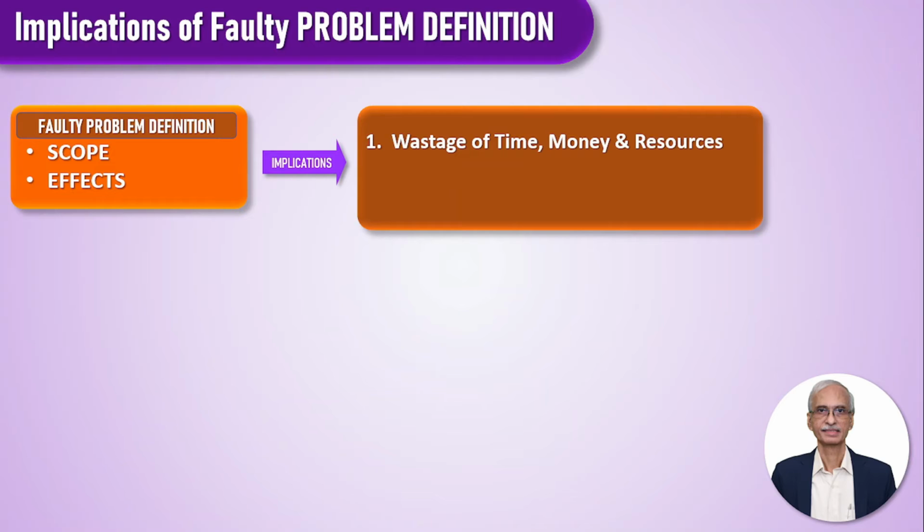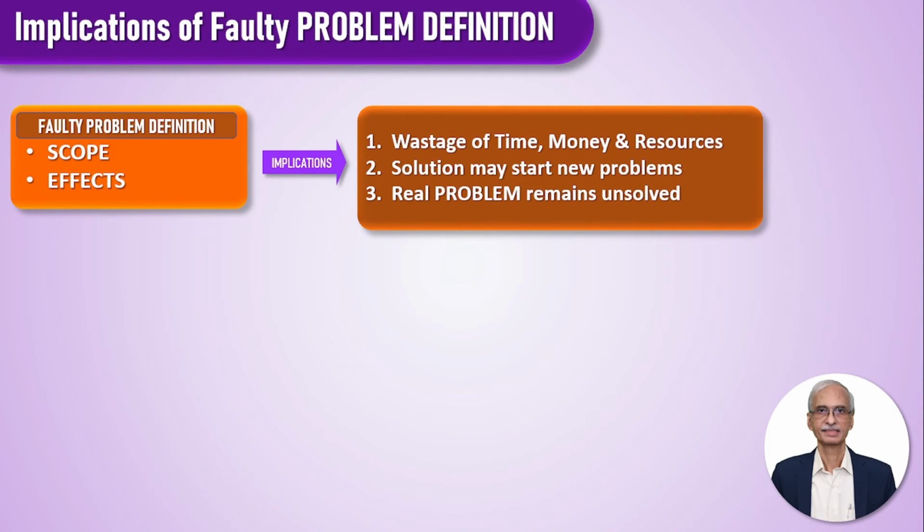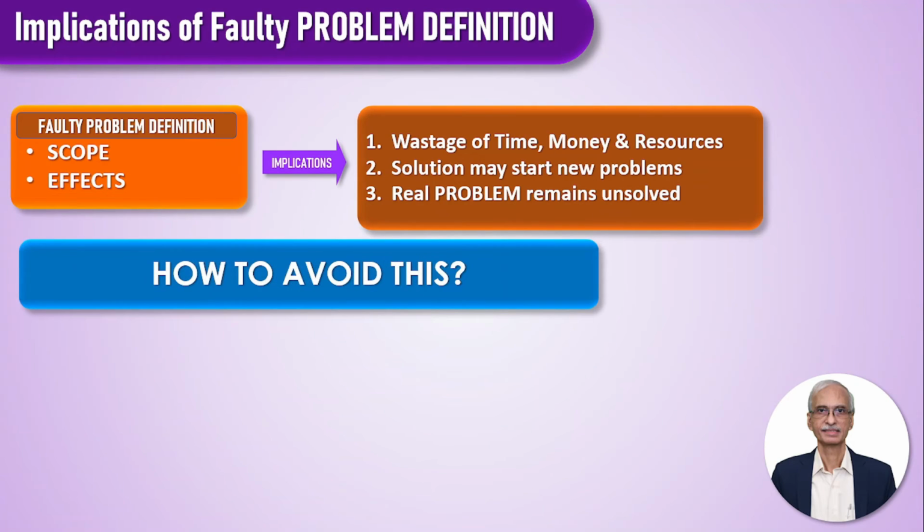Now the implication of this is that by faulty problem definition, we waste a lot of time, money and resources because we are trying to solve the wrong problem. And a solution to the wrong problem may actually start many new problems which may cause more damage to the system. And lastly, the real problem still remains unsolved and will continue to cause damage in various parts of the business system. Now, how to avoid this?